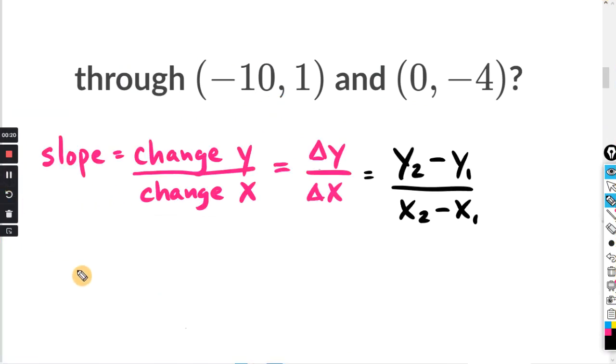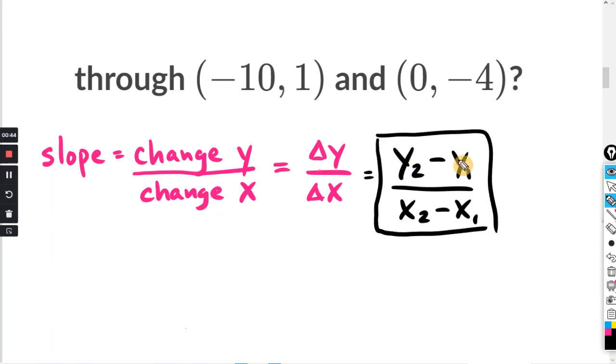So there are lots of ways to state the slope formula. Some people think of it as the change in y over the change in x. Some people say rise over run. If you want it in terms of Greek letters, delta y over delta x, same thing as change in y over change in x. But the mathematical formula that we're going to use for this exercise is y2 minus y1 divided by x2 minus x1.